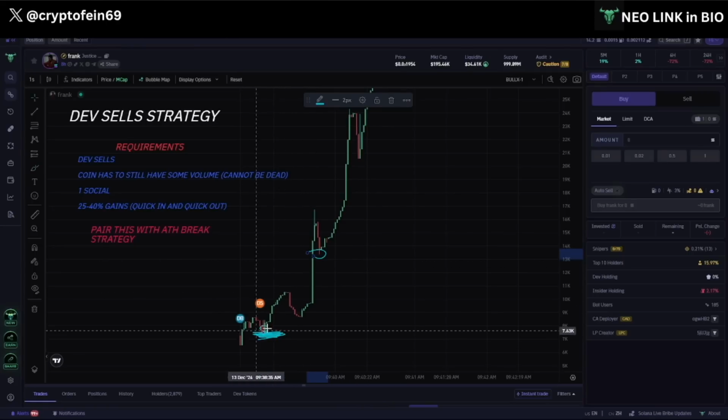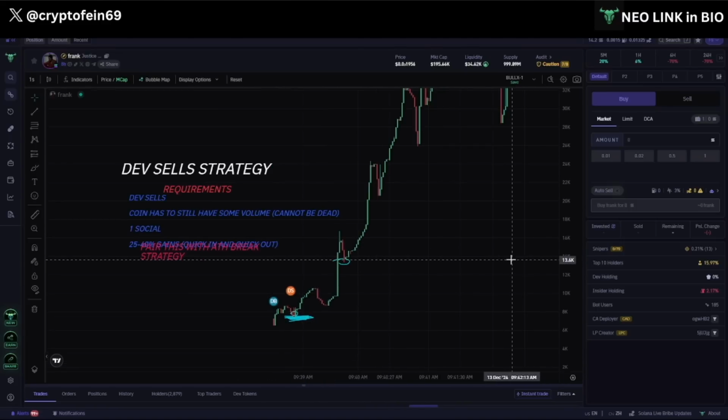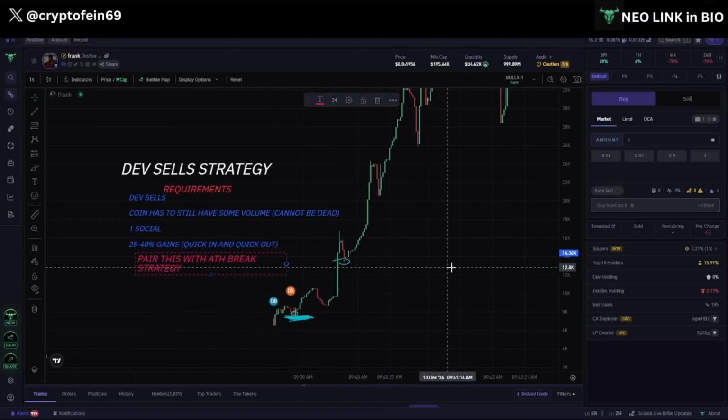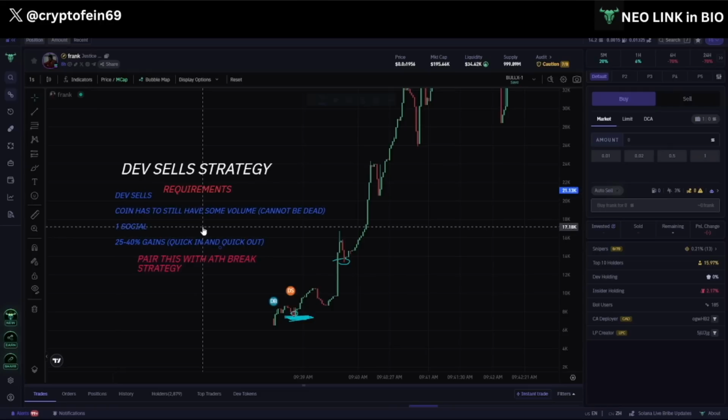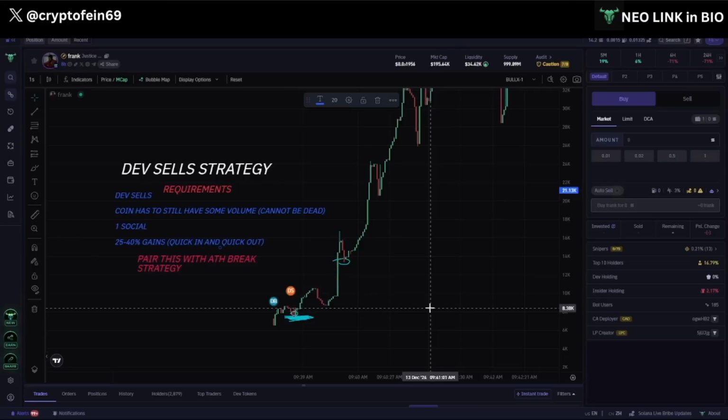So, as I said, you could buy this, sell here for 20, 30% gain, or you ride it, okay? This is a dev sell strategy. I don't personally like it simply because the risk to reward is not there because it'll probably rug most of the time. And you can implement better scalping techniques and strategies such as the all-time high break strategy, which is a little bit better risk to reward on your money, okay? So with that said, we're going to go into the all-time high break strategy.